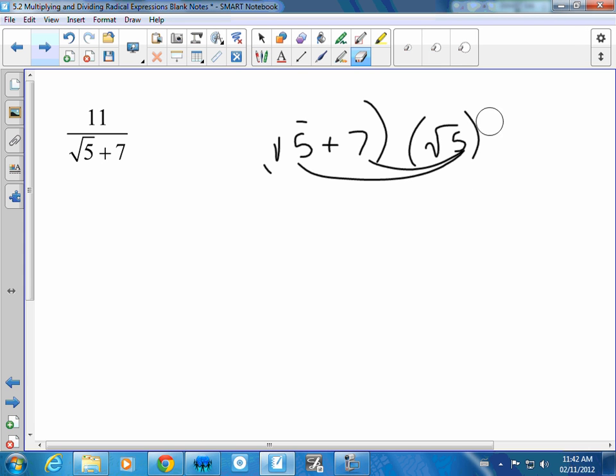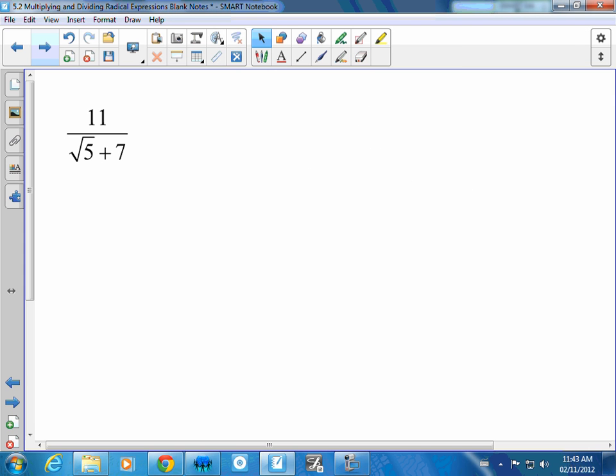We do it on the other page. This is different. Why is this one different? It's got a binomial on the bottom, doesn't it? What's that called? The conjugate. We need to multiply the sucker by the conjugate.